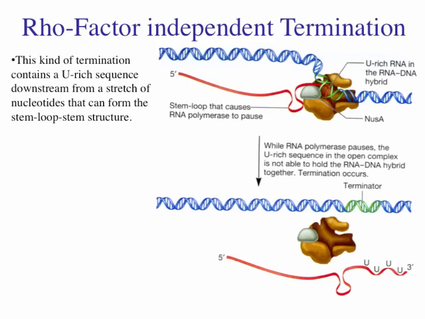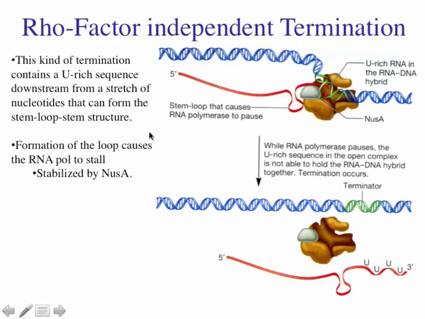And the termination can happen in 2 different ways. One of them is going to be rho factor independent. And let's look at that first, which is basically the stem loop termination. So in this termination, you have that really long chain of U's. Remember, U's bind to A's. That's only 2 hydrogen bonds between them. And just like the AT-rich region, it's a region that is melted easily. So when the polymerase comes in here and continues transcribing the RNA, you're going to generate the formation of the loop. That is going to make the polymerase stall.